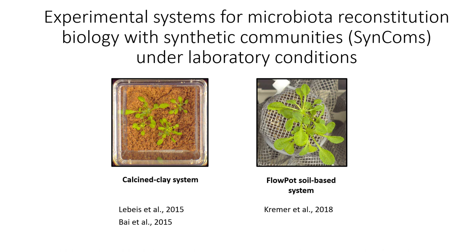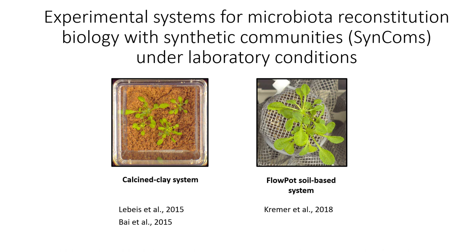So I mentioned before the Schelzheim clay system. This is nice for bacteria, but you can't utilize it with fungi and oomycetes, because fungi and oomycetes just don't grow in that matrix. So we are using a flowpot, sterilized soil system. It's a peat matrix developed by James Kremer, a PhD student in Sheng Yang He's lab. What we do is we sterilize the soil, then we sow surface-sterilized Arabidopsis seeds on the soil surface, and then we add to the soil our defined microbial communities that I introduced in my previous slide.